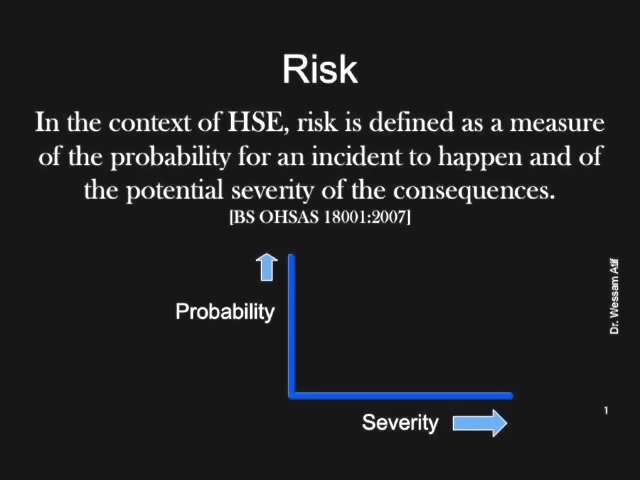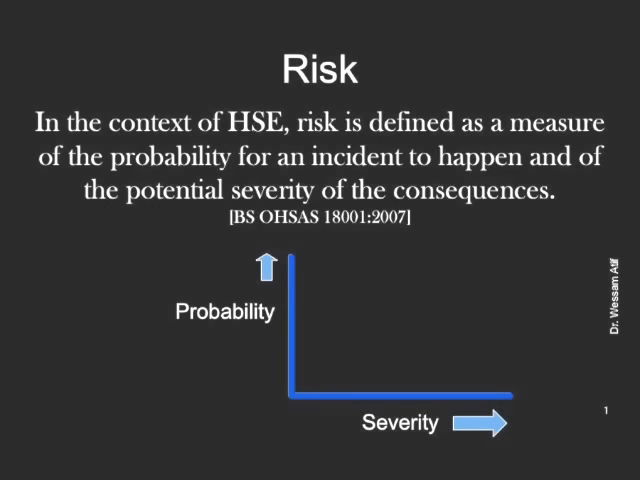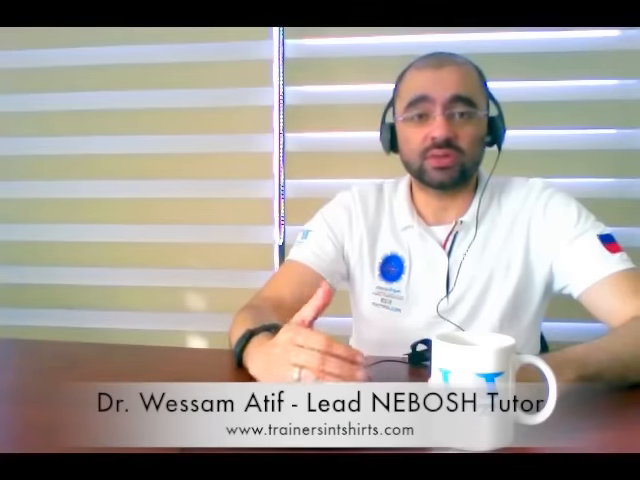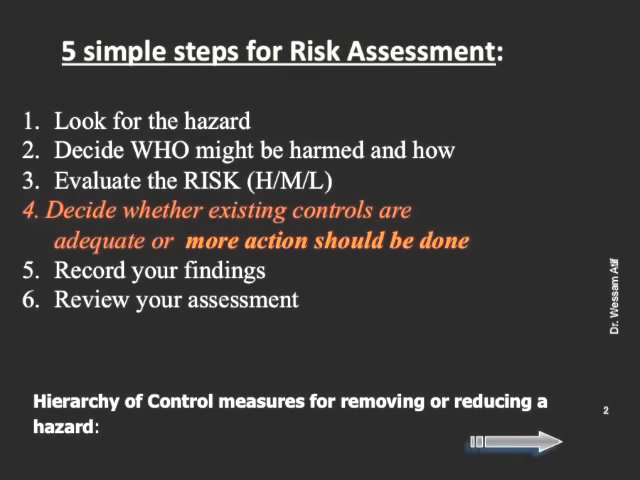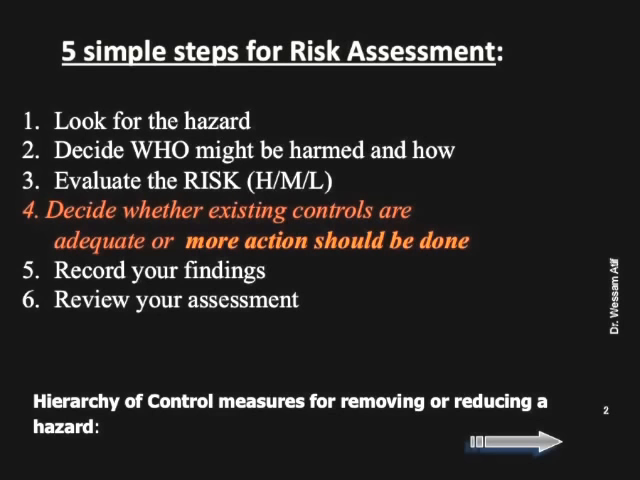So as you can see, risk is mainly about a combination of the probability of an incident to happen and the severity of the consequence. And of course, the 5 or sometimes 6 simple steps to risk assessment, I'd like to break down step number 4 into 2. First of all, you look for the hazard, you decide who might be harmed and how. You evaluate the risk. Is it a high risk, medium risk, low risk, acceptable, unacceptable? And then you decide on the control measures and whether the control measures you have now are adequate or you need more. Also, you record your findings and then you review your risk assessment.